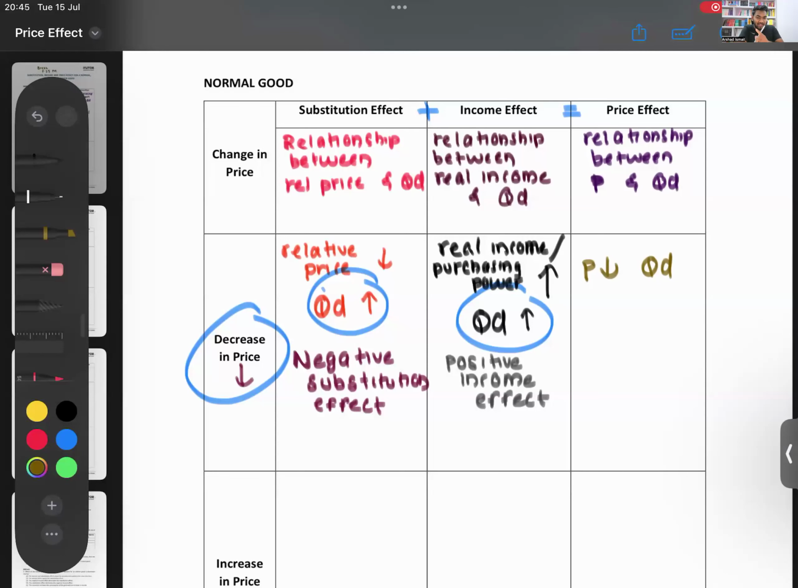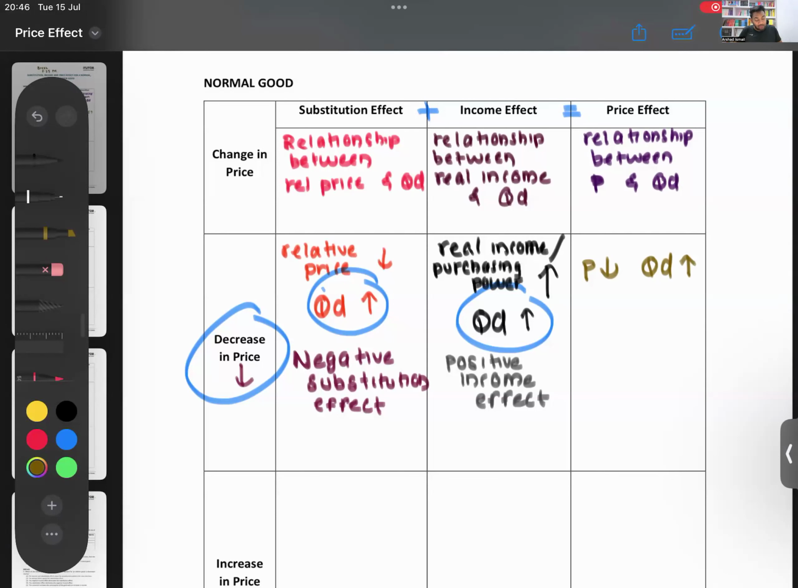Price effect is the combination of those two things that I have circled, income effect and substitution effect. Substitution effect is saying, yes, we will also increase. Income is saying, yeah, based on us also, it will increase. So that means, Lamai, overall QD will increase. When the price comes down, QD will start to increase.